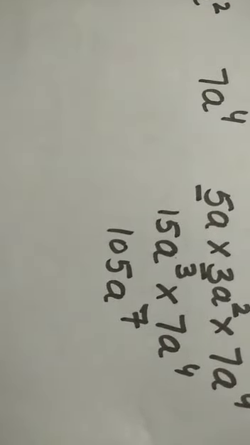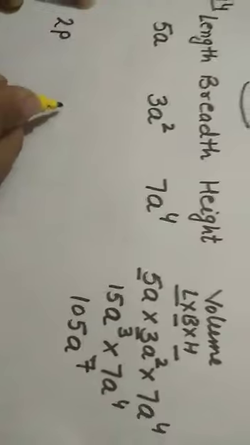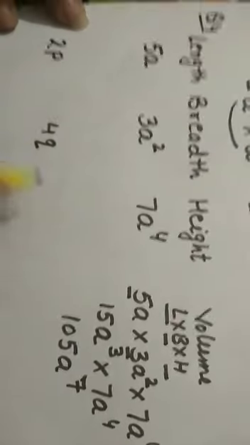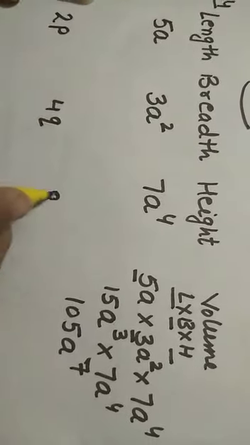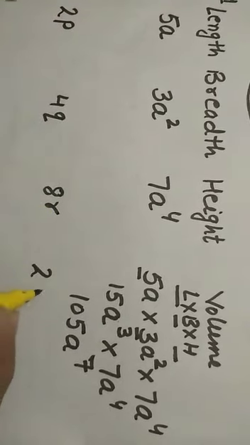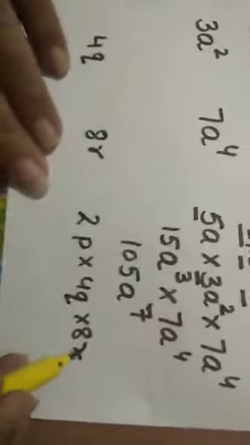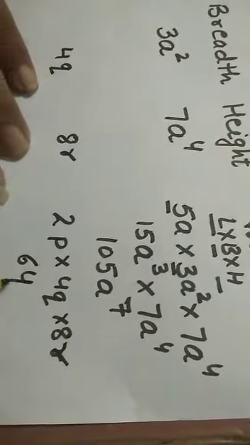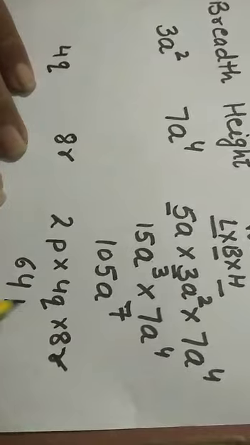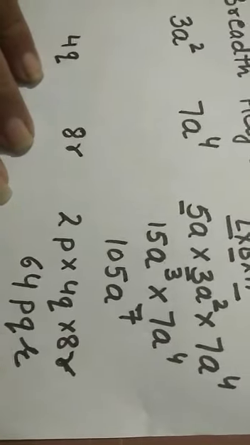Now I am doing its second part also for you. Length is 2p, breadth is 4q and height is 8r. So we have to multiply 2p, 4q into 8r. Directly also you can multiply these three. 4 2s are 8, 8 8s are 64. Now we have three variables p, q and r. So this will be the answer: 64pqr.